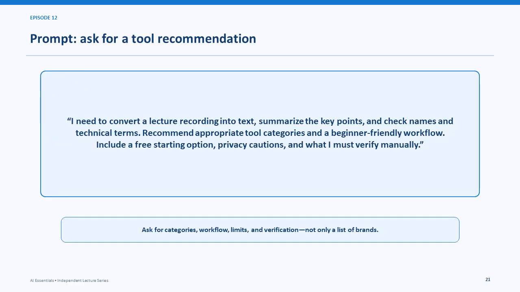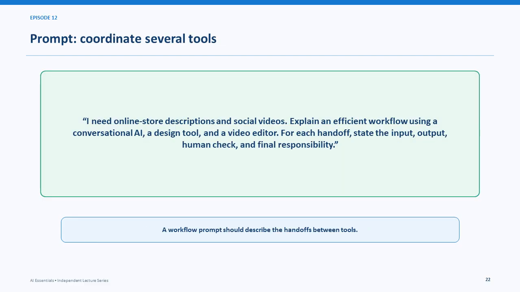This recommendation prompt asks for current tools based on a defined task, operating system, privacy conditions, and budget. It requests official verification and a practical comparison rather than a list of popular names. This coordination prompt defines an efficient workflow across several tools while identifying input, output, conversion, file format, handoff, and responsibility. A workflow should describe the handoffs between tools.